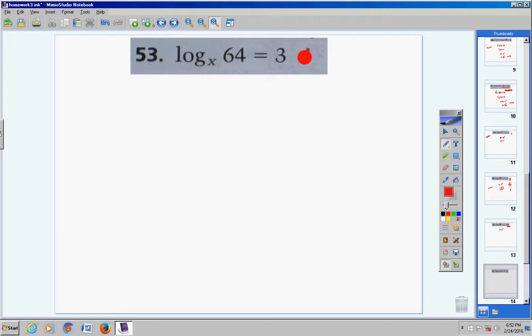Isolate the logarithm. We've done that already. Step 2, write this exponentially. So 64 equals x to the 3rd power. Now this is not an exponential equation because your unknown is not up here in the exponent. We know how to solve an x cubed problem. We've done some of these, guys. We know how to do this.